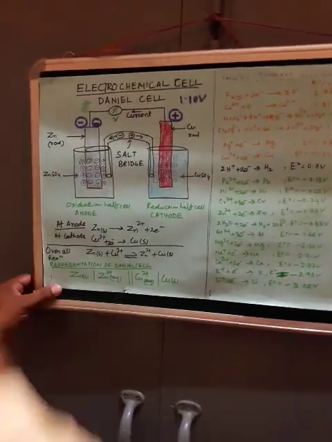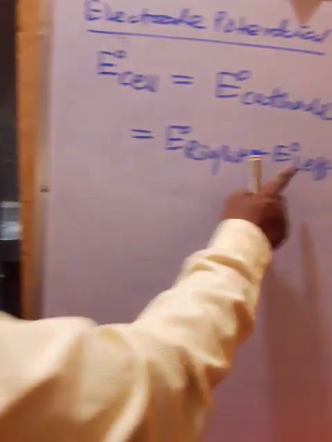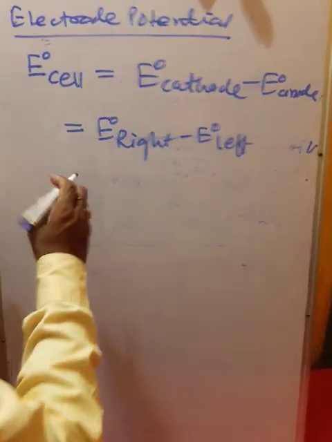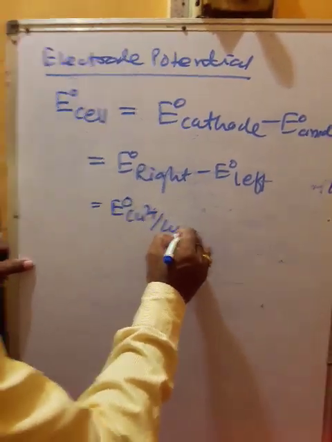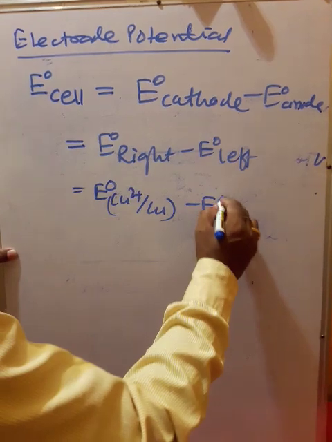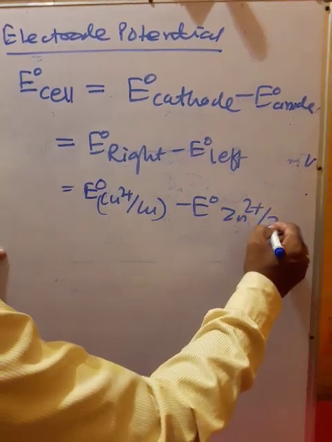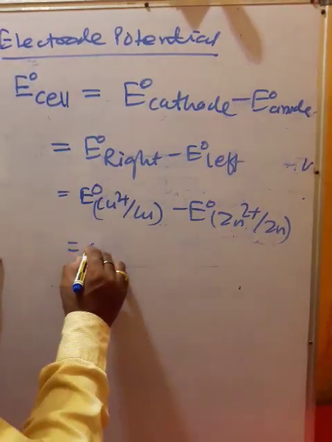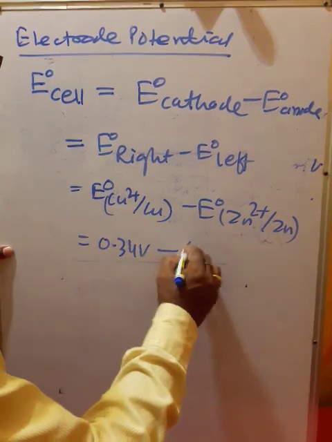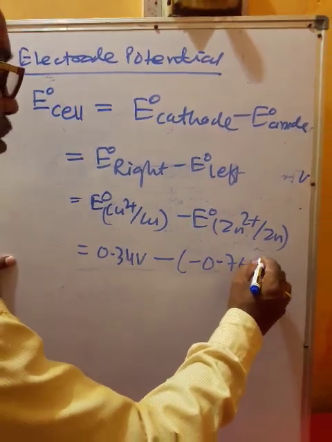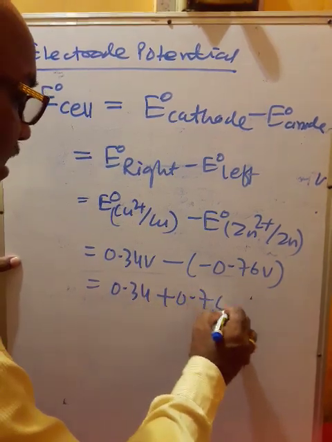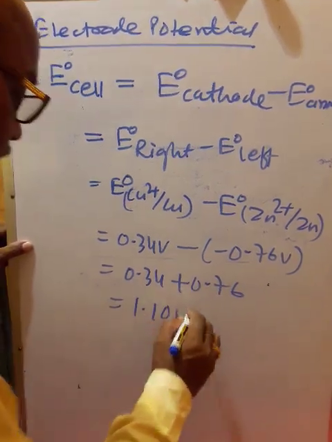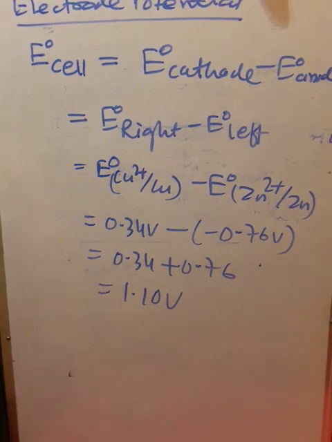So E naught cathode minus E naught anode means E naught right minus E naught left. So here E naught right means E naught Cu2+/Cu minus E naught Zn2+/Zn is equal to 0.34 volt minus (minus 0.76 volt), which is 0.34 plus 0.76, equal to 1.10 volt. That means the cell works.